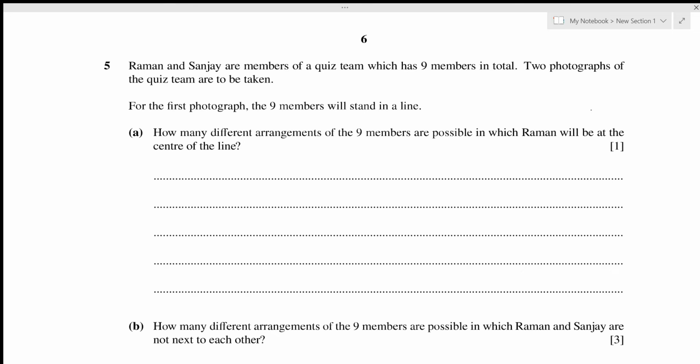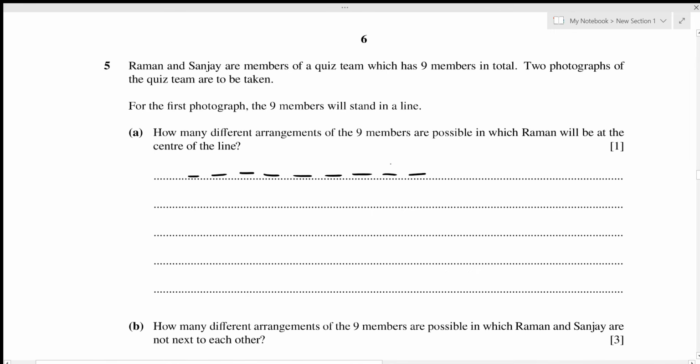Raman and Sanjay are members of a quiz team which has 9 members in total. 2 photographs of the quiz team are to be taken. For the first photograph, the 9 members will stand in a line. How many different arrangements of the 9 members are possible in which Raman will be at the center of the line?